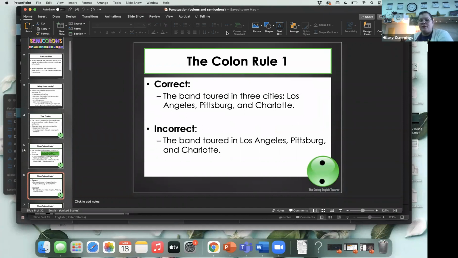The correct form: the band toured in 3 cities: Los Angeles, Pittsburgh, and Charlotte. The incorrect form is: the band toured in Los Angeles, Pittsburgh, and Charlotte. If you look there, the band toured is a complete sentence, right? We need to add in 3 cities. It gives us a clarification there, and then the 3 elements.